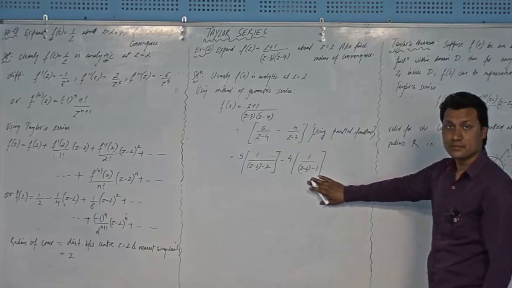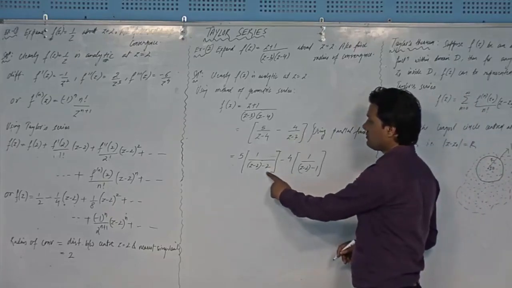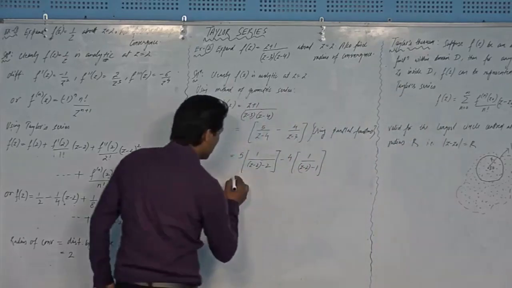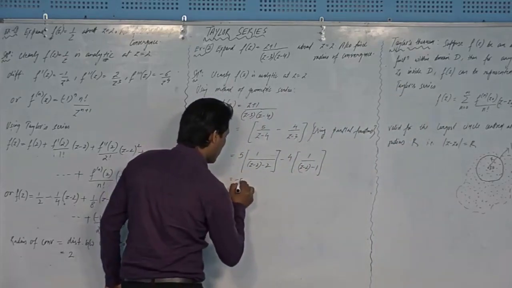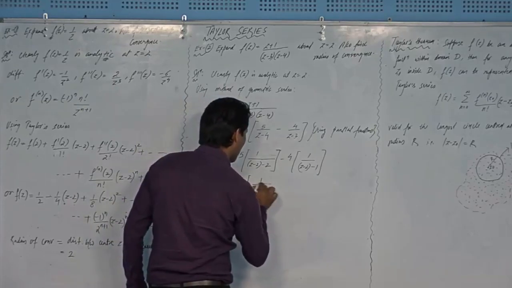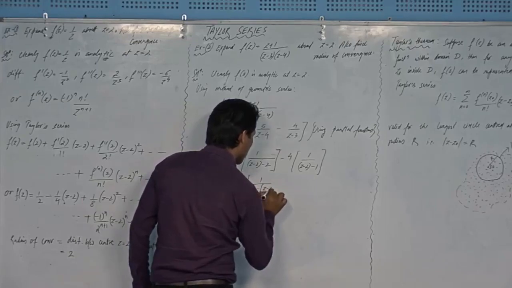So notice this step. Okay, then taking this minus 2 common, because I need z minus 2 here, and I will take the negative common out of it, so it will become minus 5 by 2, taking 2 common from the denominator, and here I will have 1 over 1 minus (z minus 2) over 2, right?